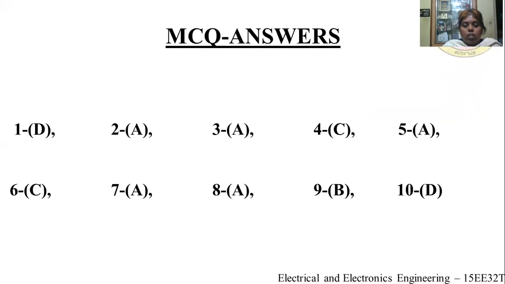Multiple choice question answers. First one D, second one A, third is A, fourth C, fifth A, sixth C, seventh A, eighth A, ninth B, and tenth D.